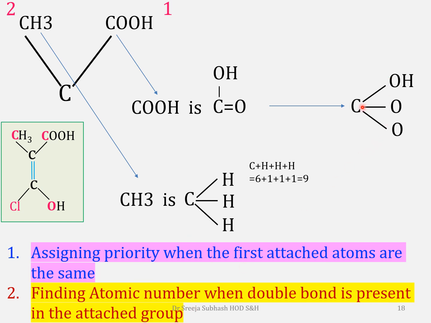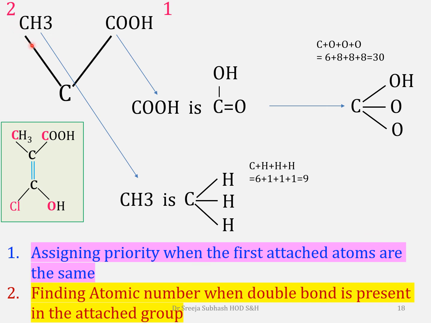So we are left with a carbon which is attached to oxygen, oxygen, oxygen, 3 times. So C plus O plus O plus O, that is 6 plus 8 plus 8 plus 8. In total it is 30. Here, compared to CH3 with 9, COOH with 30 gets the higher priority. So COOH gets the higher priority and CH3 gets the second priority.